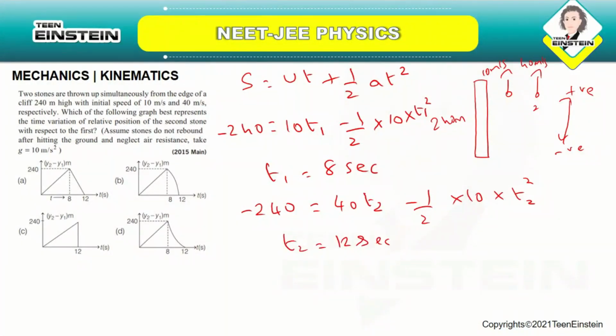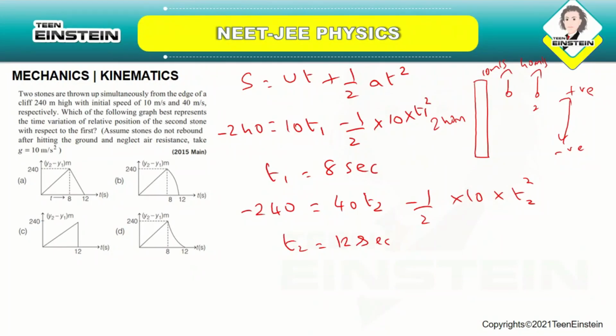So, from 0 to 8 seconds, both the particles are moving under gravity. Their absolute accelerations are same, equal to g. So, the relative acceleration is 0, or the relative motion is uniform. So, the relative position will change linearly. At 8 seconds, the first particle strikes the ground, its acceleration becomes 0.